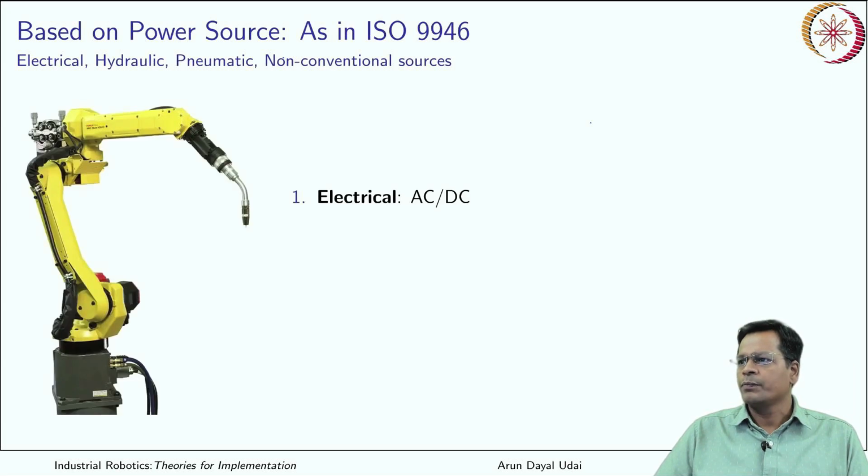We'll see that now. Most industrial robots are electrical in nature. As you know, electricity is abundant. You can find it anywhere. It is readily available. It can be of two types, AC or DC. So we'll look at various features of AC and DC.